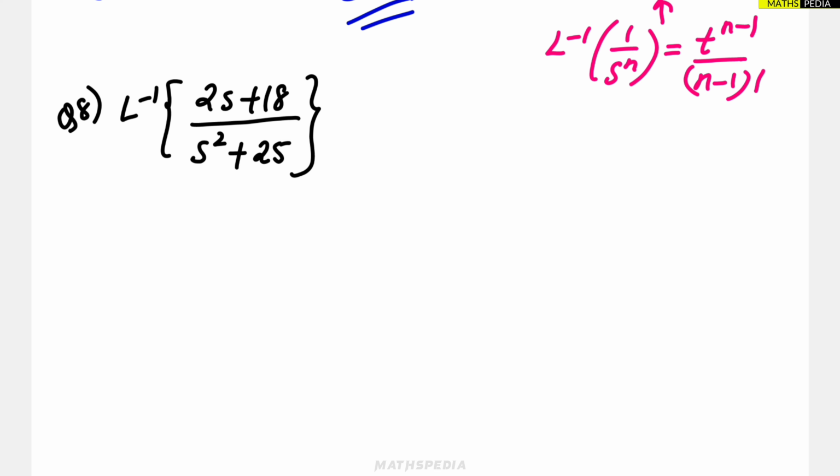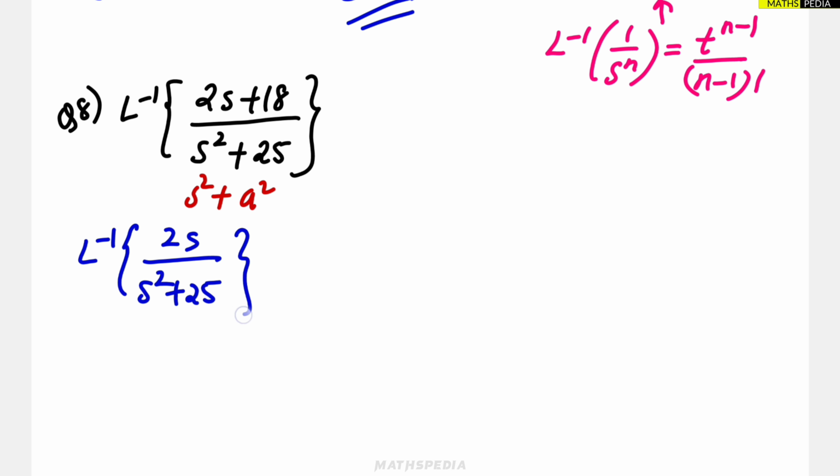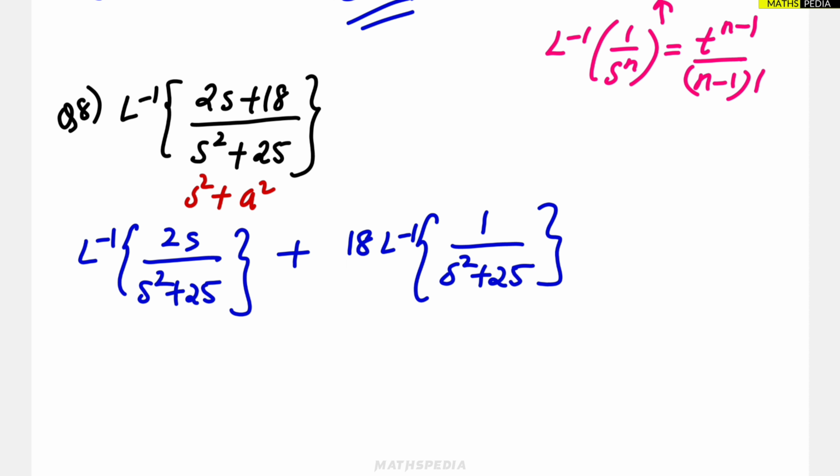Now in this particular problem, in the denominator you can observe that it is of the s square plus a square form. That is fine, but the numerator has a different kind of form. Since it is a plus form, we can split this into two parts and apply the linearity property. So Laplace inverse of the first part, 2s divided by s square plus 25, plus 18, the constant is outside, Laplace inverse of 1 divided by s square plus 25. The 2 is also a constant term, so you can take this 2 outside.